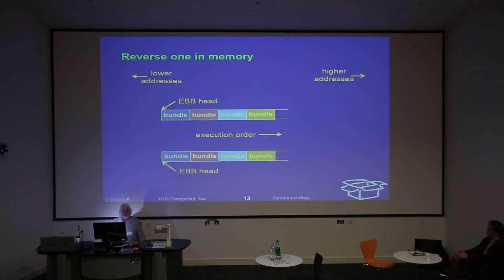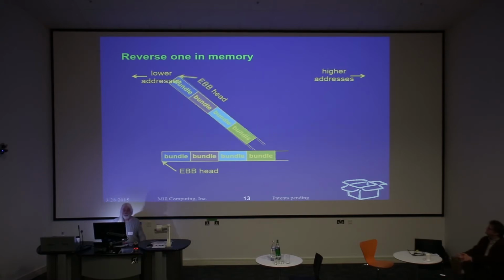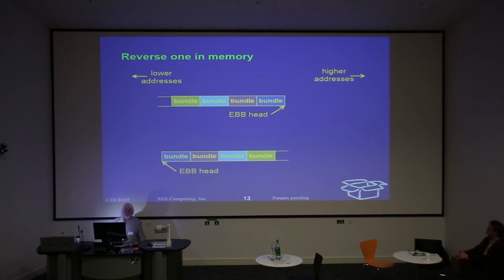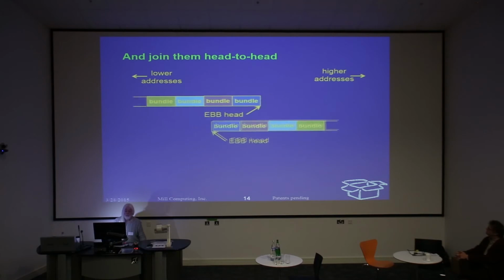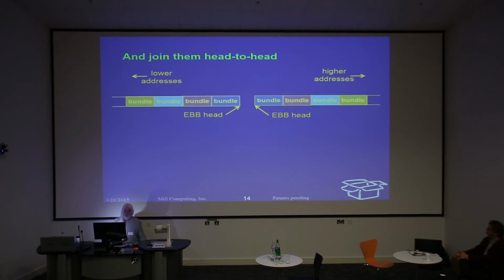Now, if you reverse one of these in memory, note that the 2 halves of the same instruction are the same color, so the 2 yellows there are the 2 halves of one instruction. You reverse it in memory, and then join them head to head. You have an entry point like that.